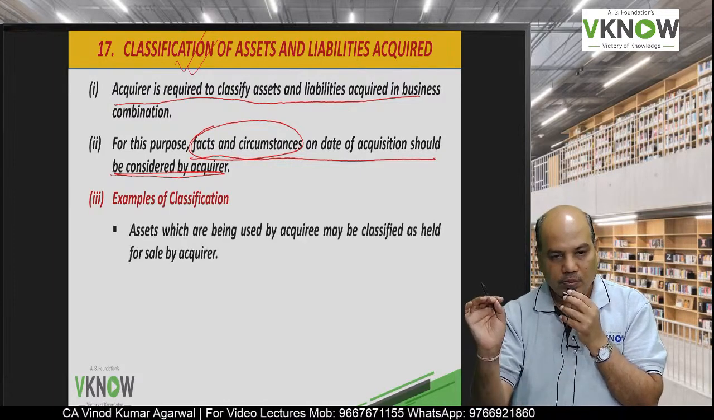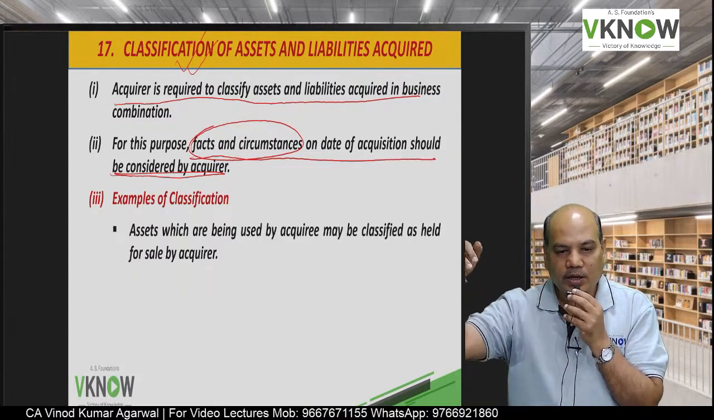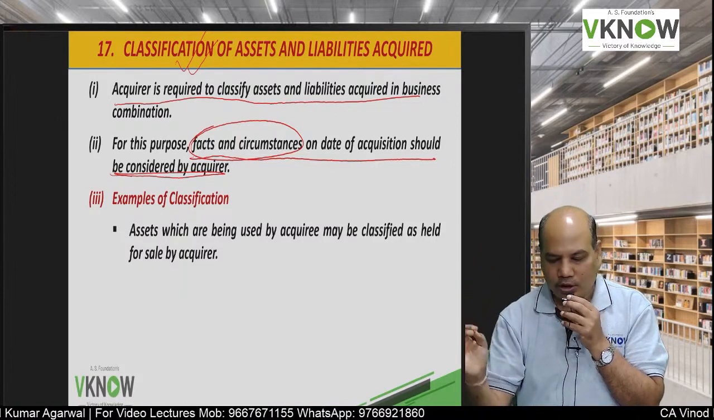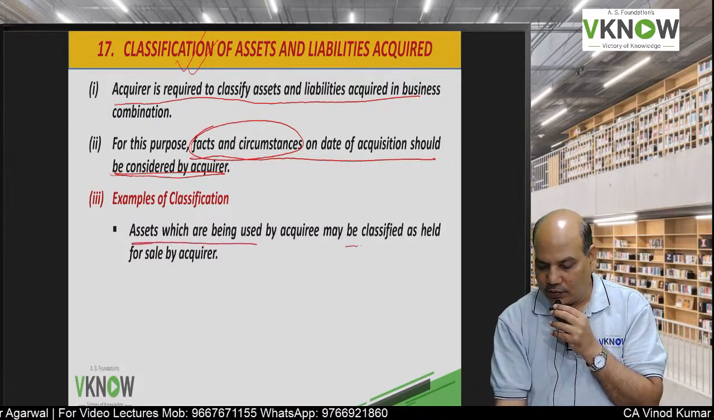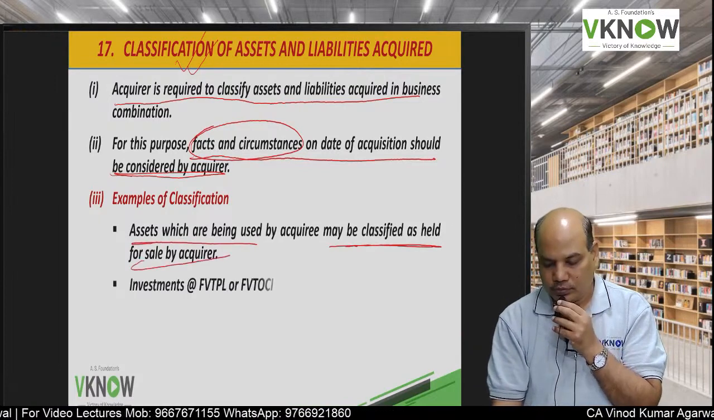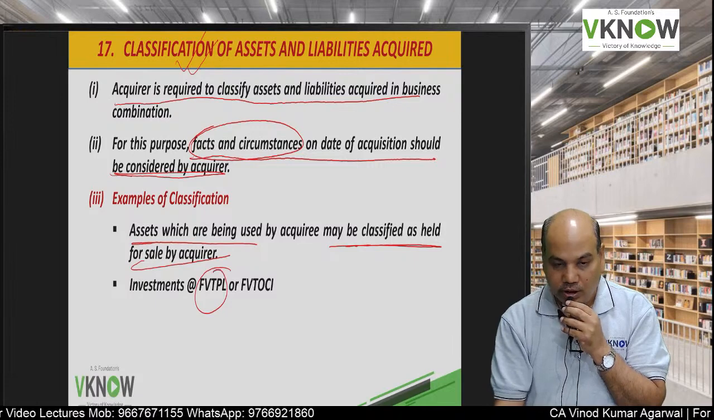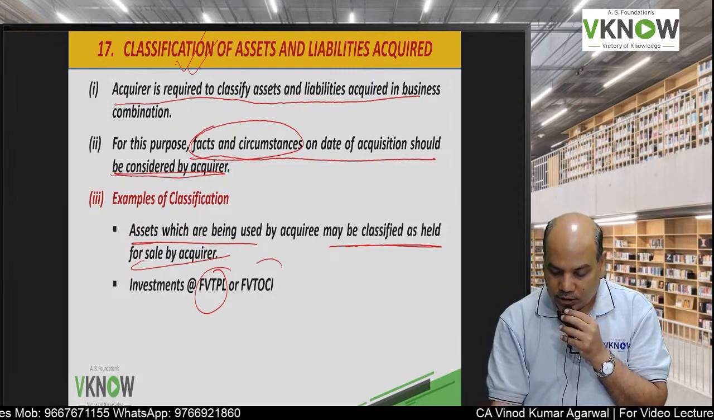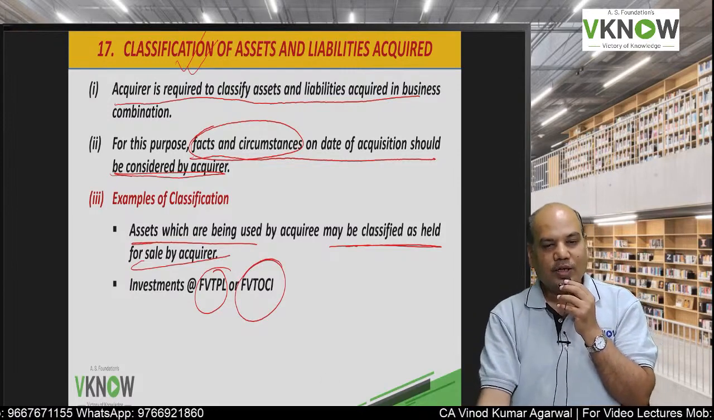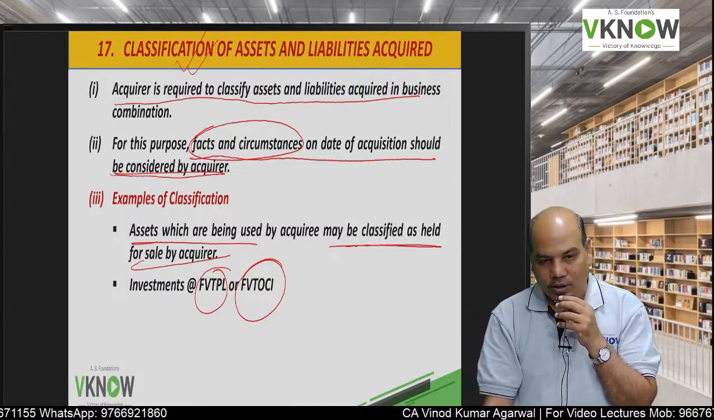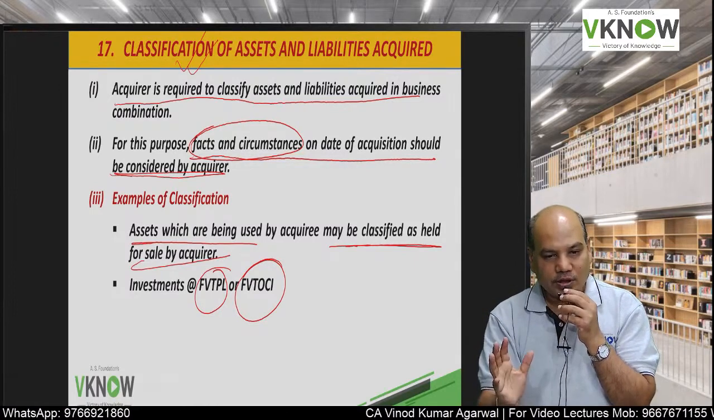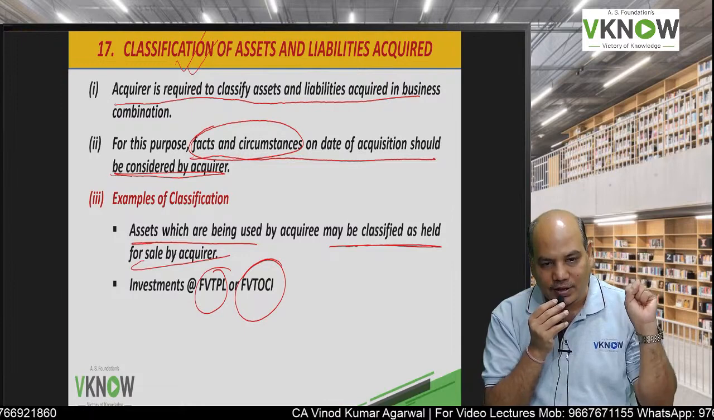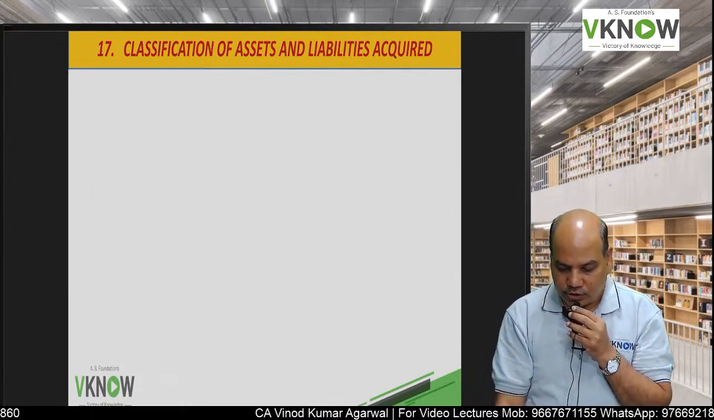Example, there may be some assets which were used by the acquiree, but the acquirer wants to sell them. In that case, those assets will be classified as held for sale. Second example, there may be some investment which appears at FVTPL, but the acquirer may decide to treat it as FVTOCI. Someone said we can't change the classification, but that is not right. We can change the classification in the books of the acquirer depending on facts and circumstances.